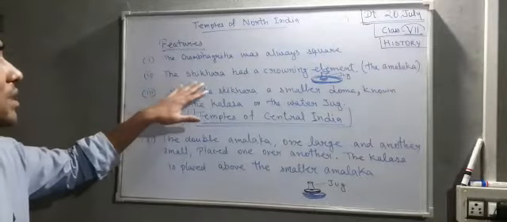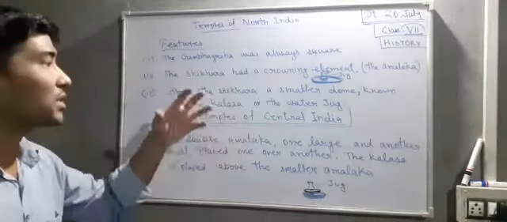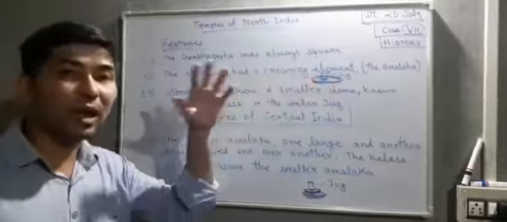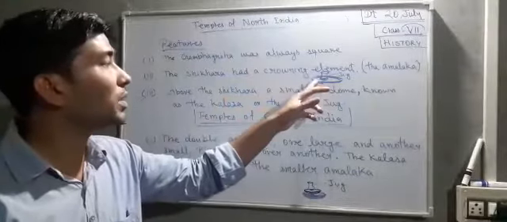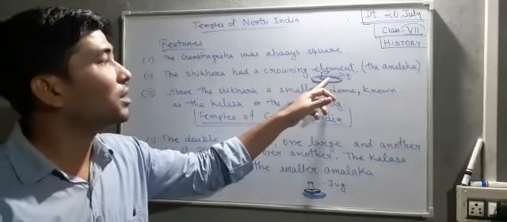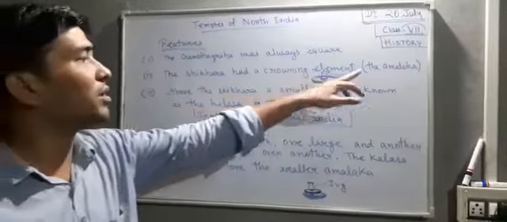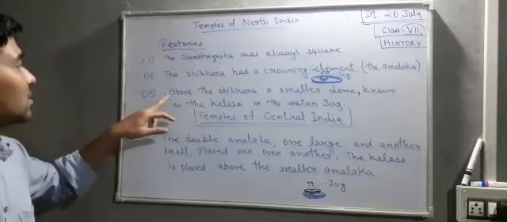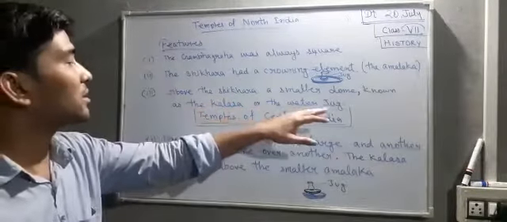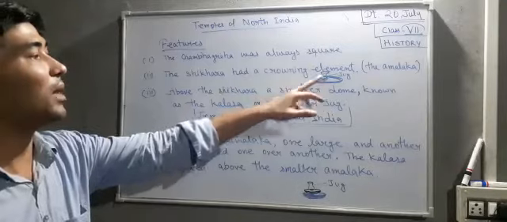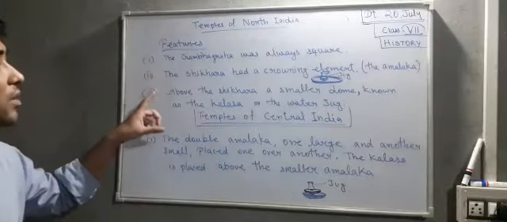The next feature is the Shikhara or Vimana, the top tower. The tower above the Garbhagriha had a crowning element. A crown, just as a king used to have a crown. In the same way the temple has a crown, known as the Amalaka. The Shikhara had a crowning element known as the Amalaka. Then third, above the Amalaka, a smaller dome known as the Kalasa, or the water jug. You can see the water jug kept above the Amalaka. These are the special characteristic features of North Indian style temples.